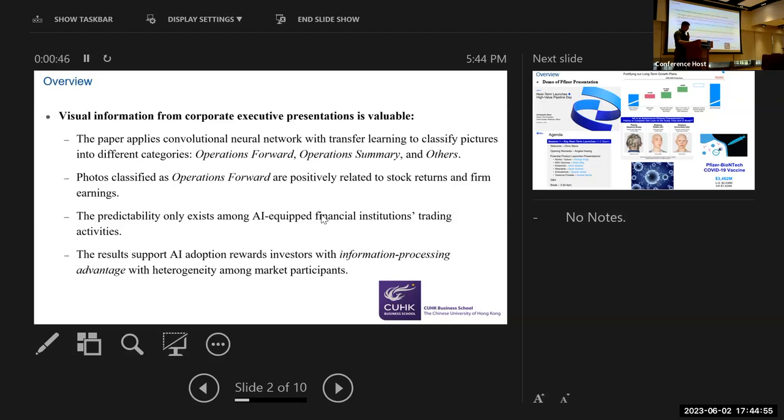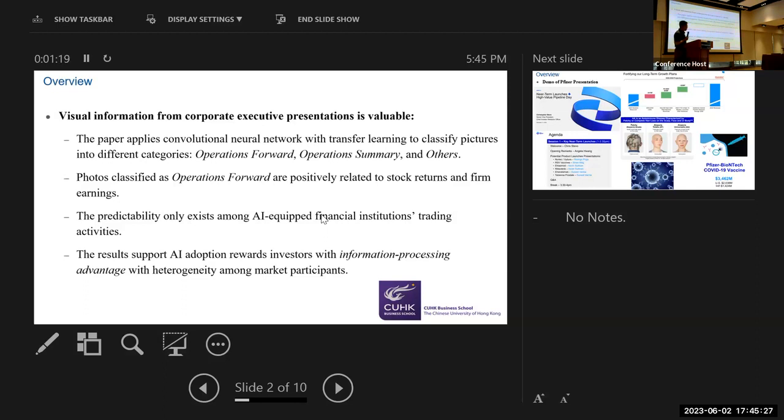And we also find that pictures classified as operation forward are strongly linked to stock prices. And more important is that this reproducibility only exists among the AI-equipped financial institution investors, but not for those traditional institutions and retail investors. And this result supports that AI-equipped institutions have an information processing advantage. So this one is quite interesting to me.